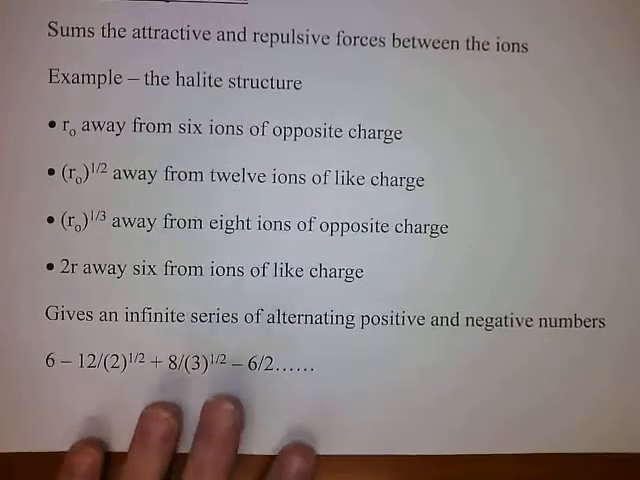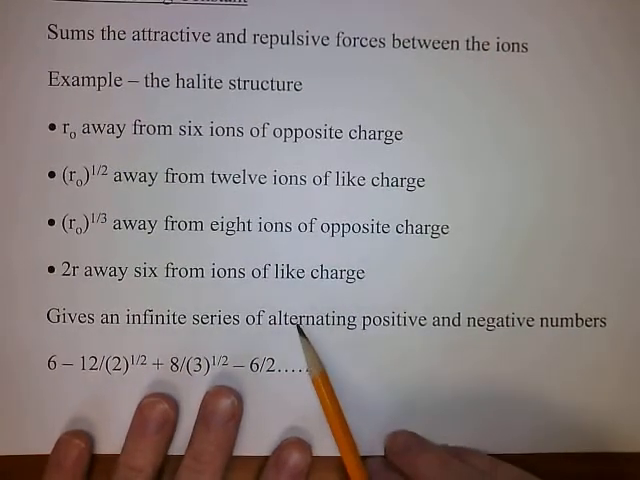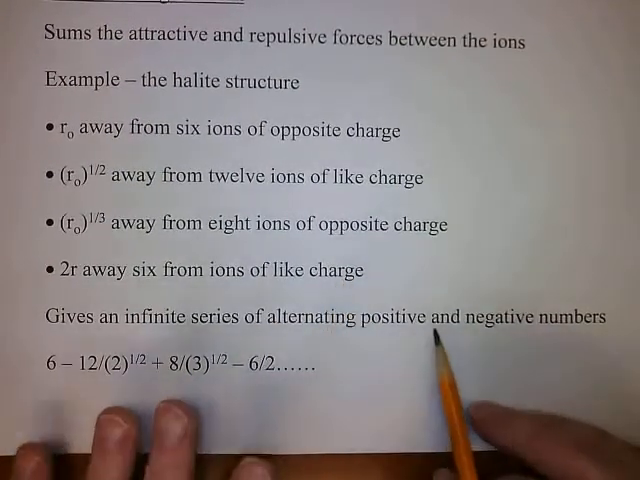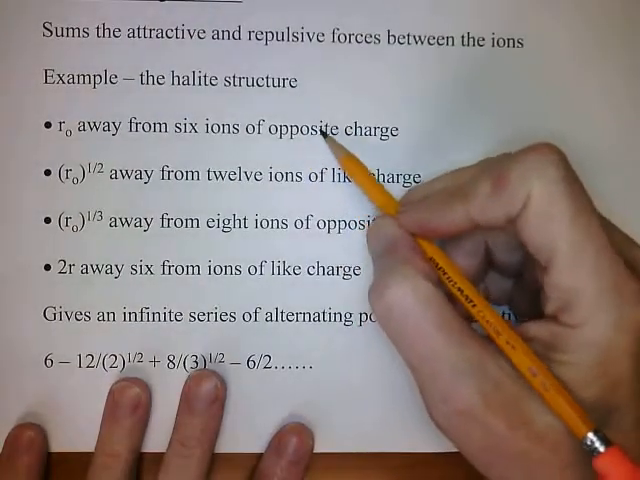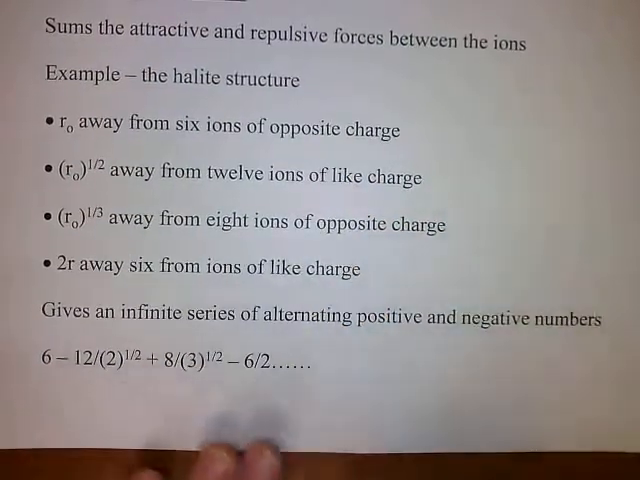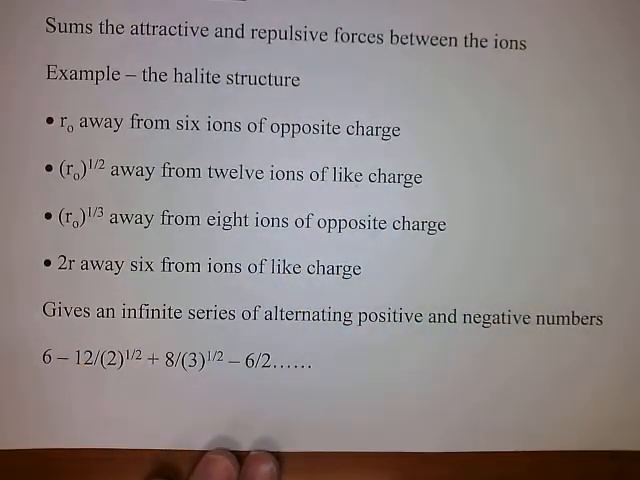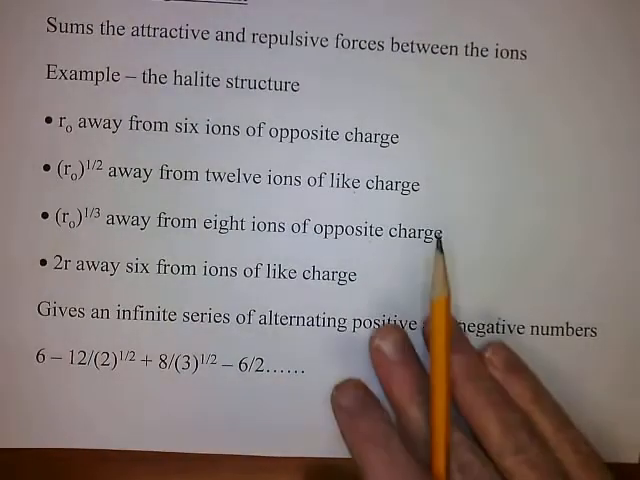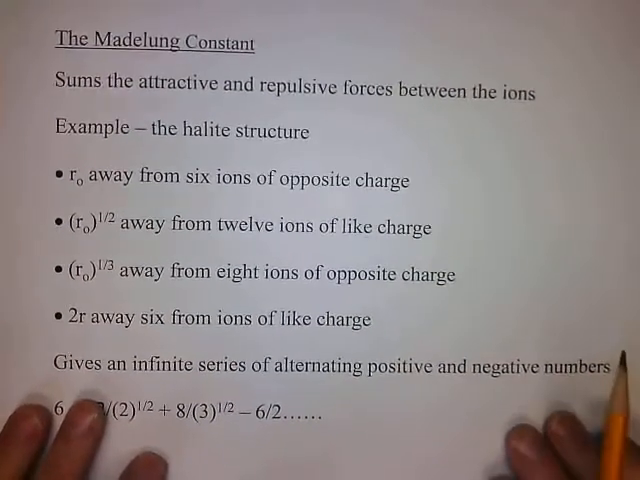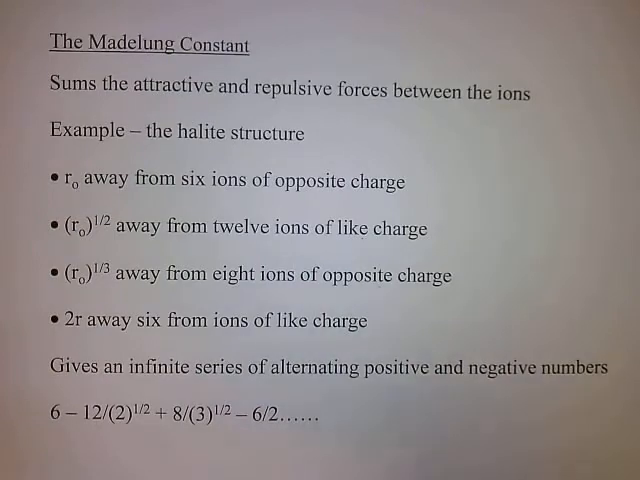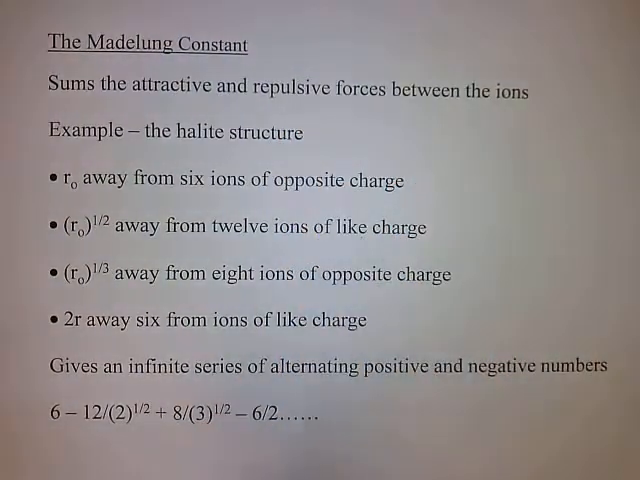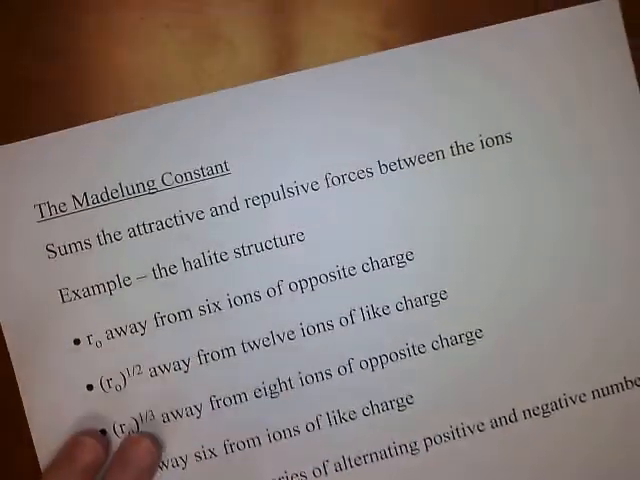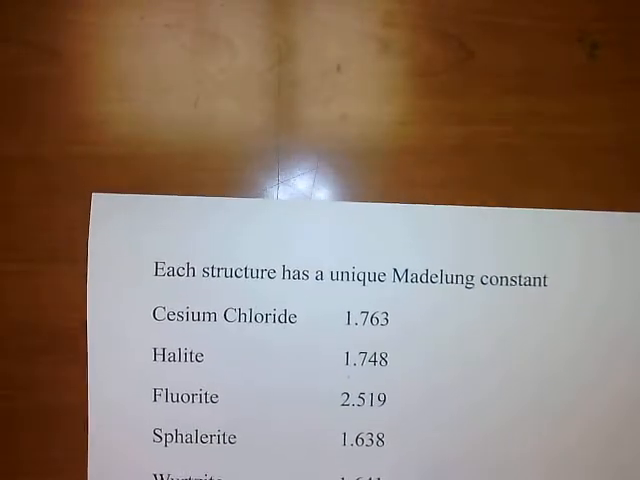So what we have is an infinite series of alternating positive and negative numbers, right? We went from opposite to like to opposite to like, so we're going from plus to negative to plus to negative, back and forth, an infinite series of alternating positive and negative numbers. So that's what the Madelung constant is. It sums up all the attractive and the repulsive forces between the ions in the crystal, in the compound.